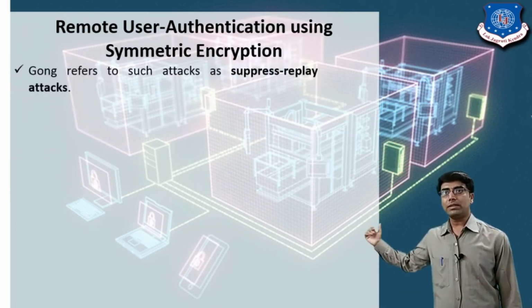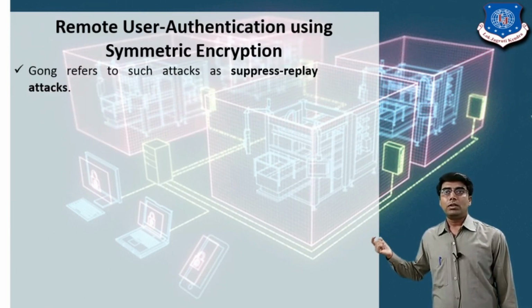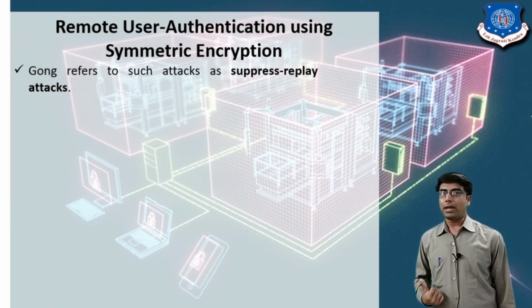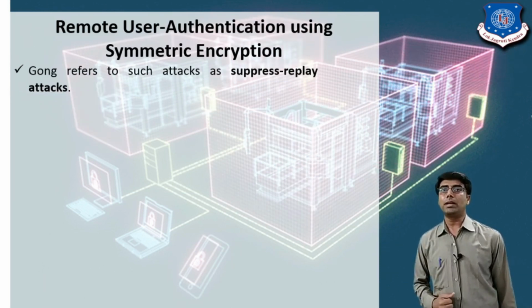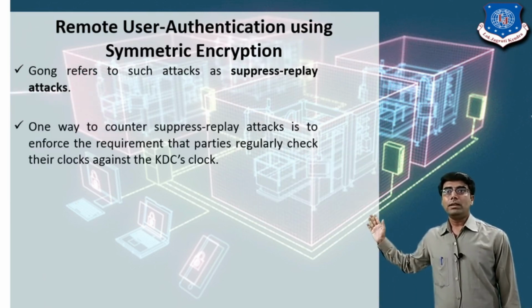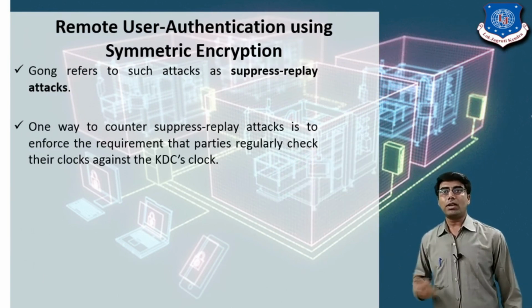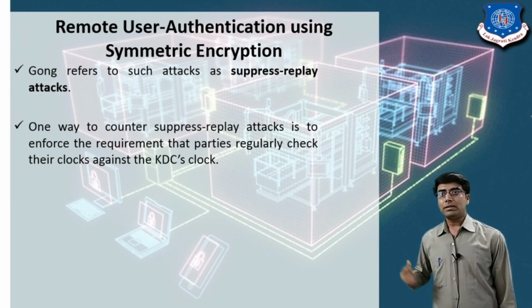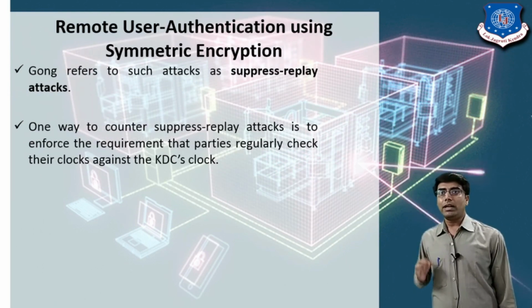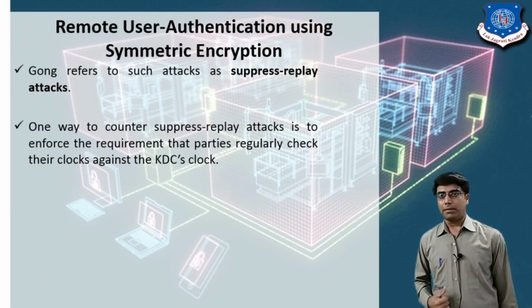Gong refers to such an attack as a suppress replay attack. Now one way to counter a suppress replay attack is to enforce the requirement that parties regularly check their clock against the KDC's clock. It means all the users in the network continuously check their clock against the KDC at regular intervals of time.